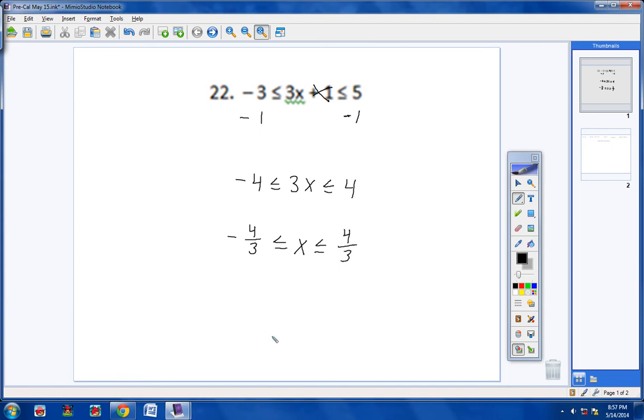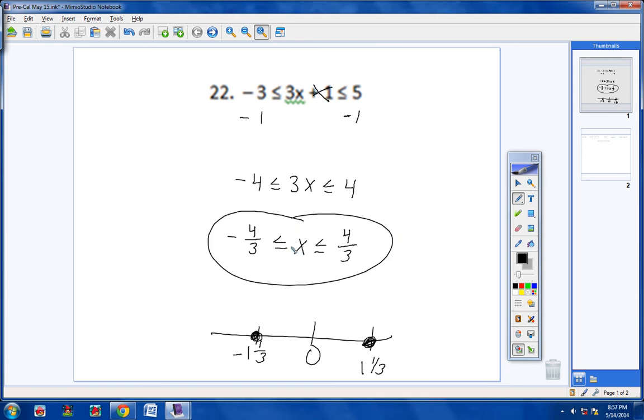And if you were to graph that, of course, here's 0. Negative 4/3 is really negative 1 1/3, and it would be a closed point. And then 4/3 is really 1 1/3, and it'd be a closed point. And you always read it from the x. X is greater than negative 4/3, so we're going this way. And x is less than 4/3, so we're going this way. So there's your conjunction answer right there.